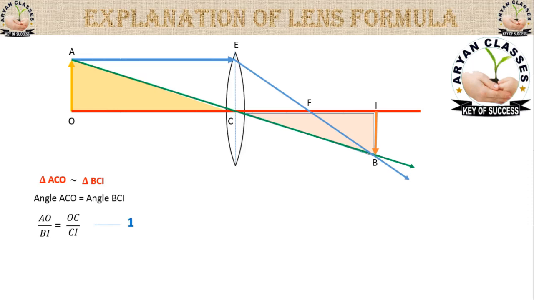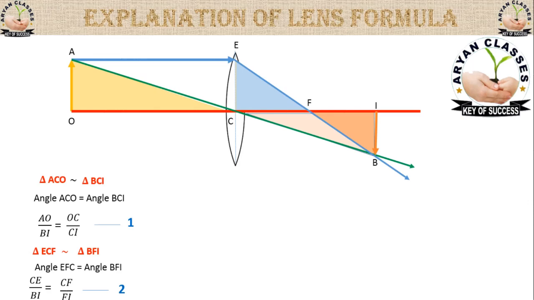Here two other triangles form: triangle ECF and triangle BFI. Both are also similar. Here angle ECF is equal to angle BFI. By the similarity theorem, EC upon BI equals CF upon FI. This is equation 2.